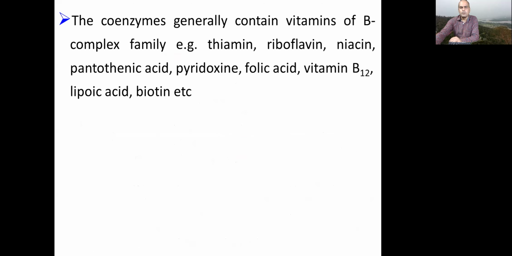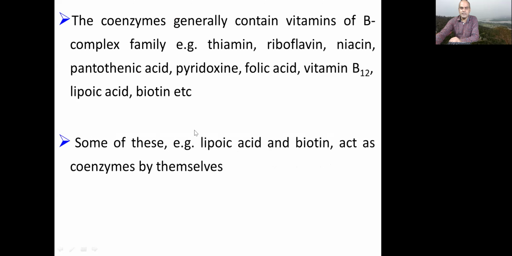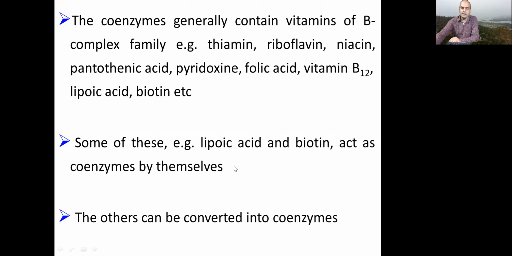What these coenzymes actually are, they are the derivatives of B complex vitamins. The coenzymes generally contain vitamins of the B complex family. Examples: thiamine, riboflavin, niacin, pantothenic acid, pyridoxine, folic acid, vitamin B12, lipoic acid, biotin, etc. Some of these examples, lipoic acid and biotin, act as coenzymes by themselves, and the others need to be converted into the coenzyme form.